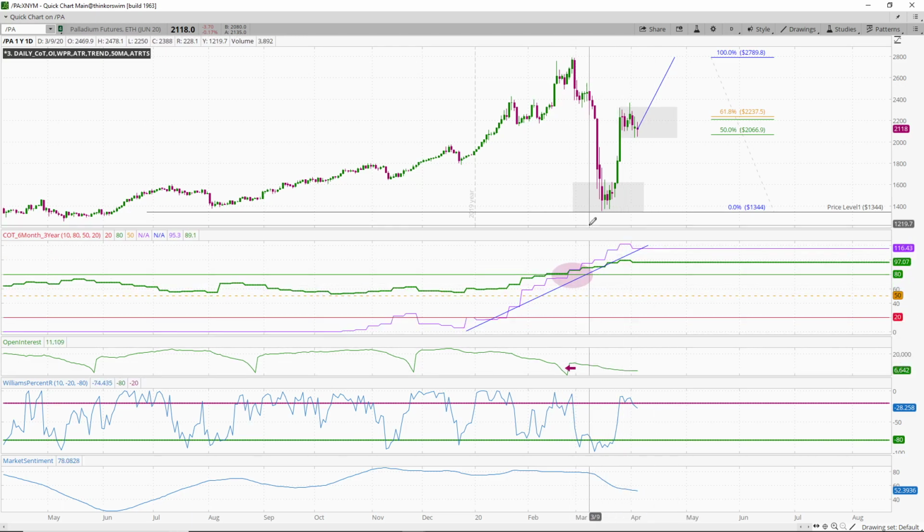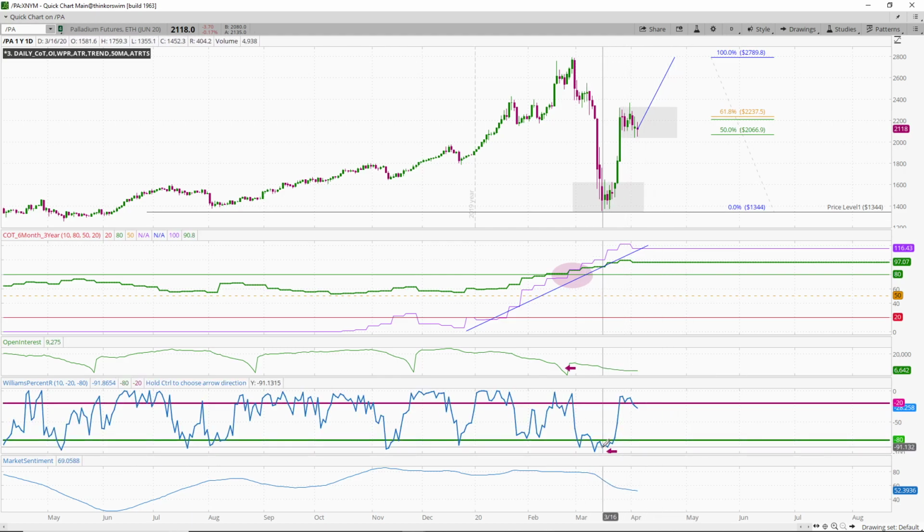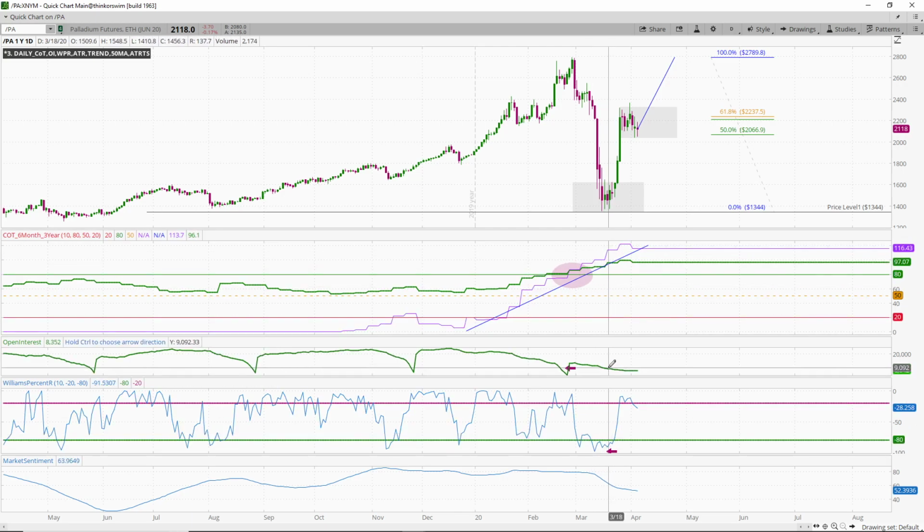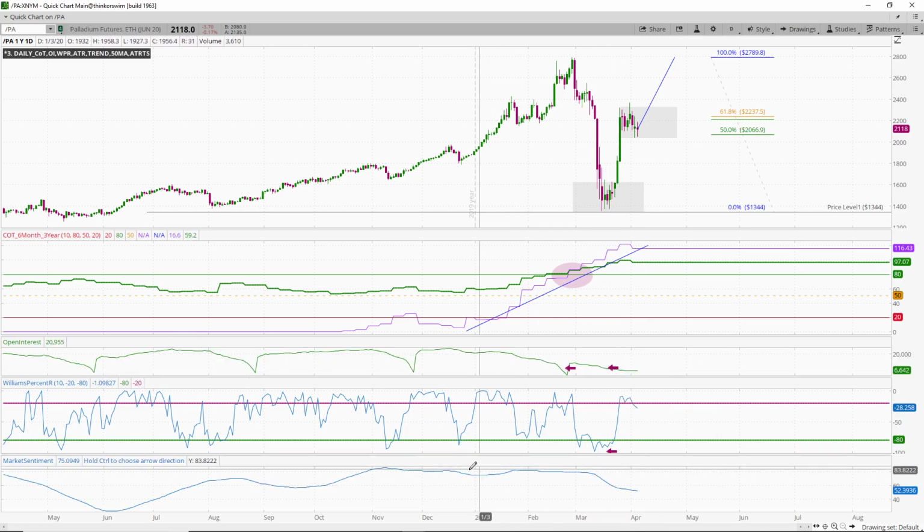So kind of a funky chart going on here. Kind of a funky chart in terms of commercial interest. WPR was down in that oversold range. That was probably one of our indicators. We like to see, you know, bullish comms, WPR in the oversold range, and relatively low or diminishing open interest. This chart is just a little bit funky.